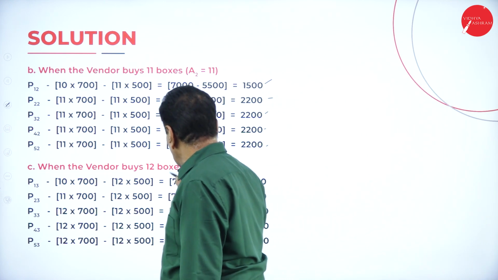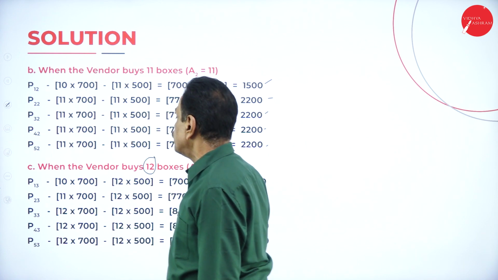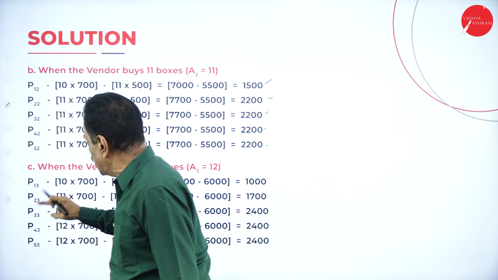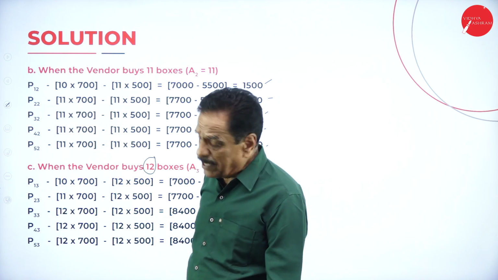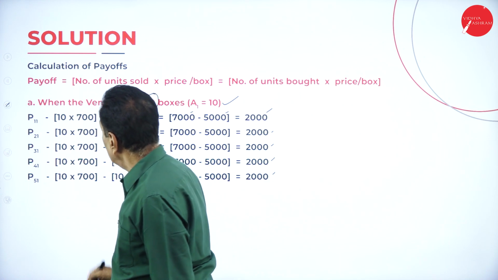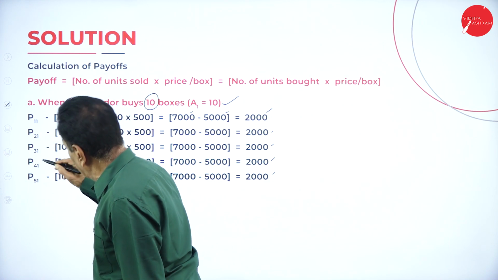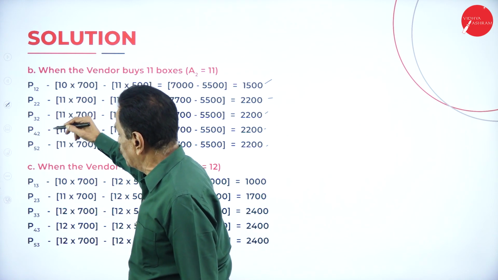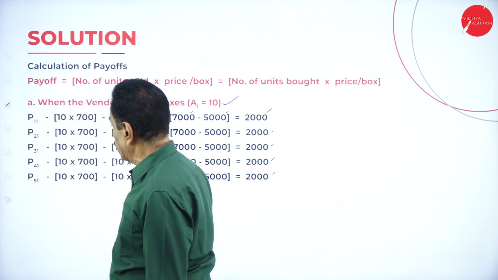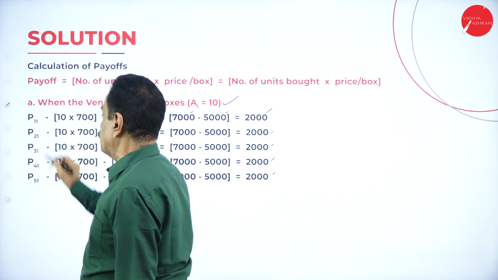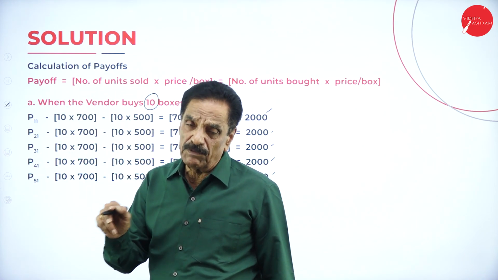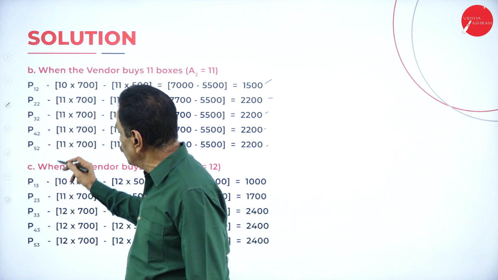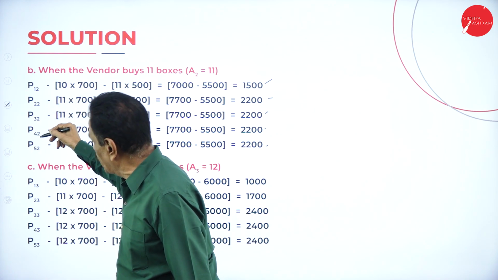When the vendor buys 12 boxes, you give any number. I have given 12, 22, 32, then 13, 23. See the repeated number and how we have done it. First 11, 21, 31, 41, 51. Then 12, 22, 32, 42, 52. See how it repeats in the payoff table.